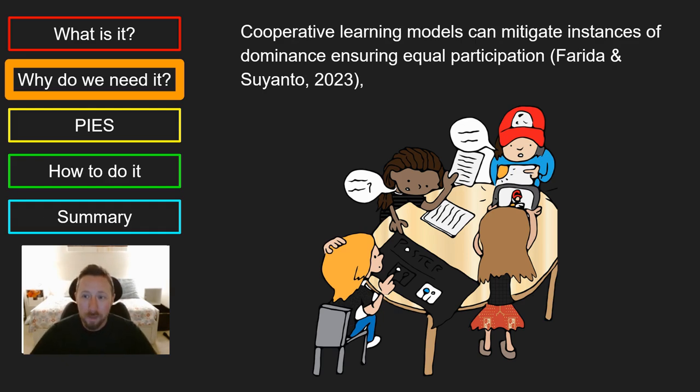Cooperative learning models can mitigate these instances of dominance and help ensure equal participation. If we structure our interactions in the laboratory in a very specific way, we can ensure that all students are equally participating and prevent these types of student dominances.